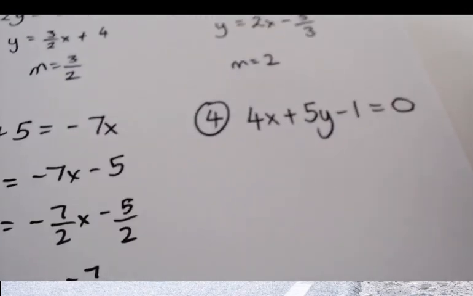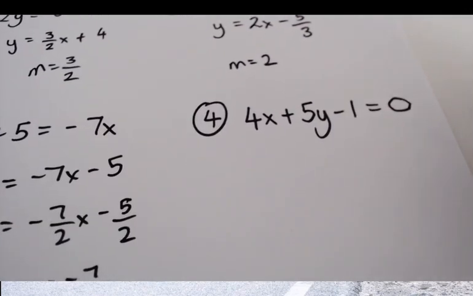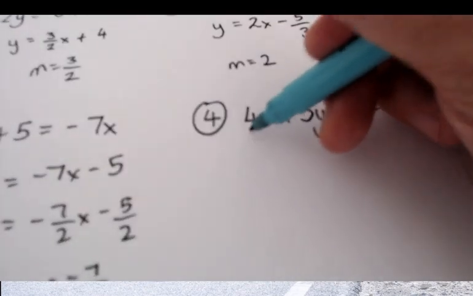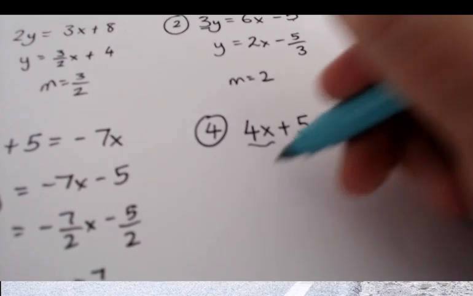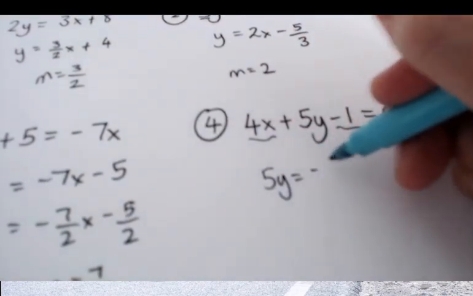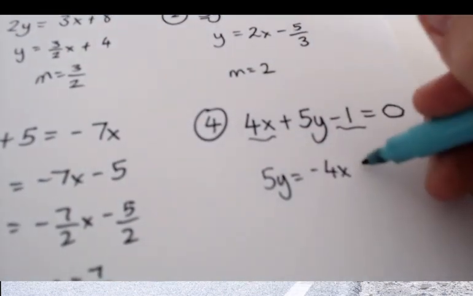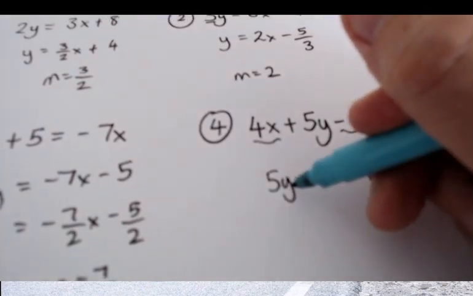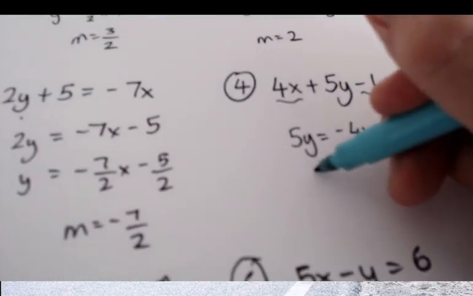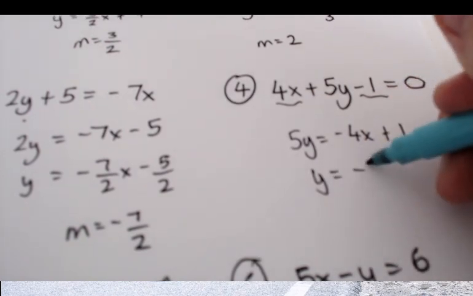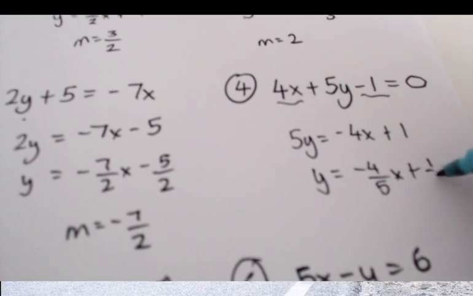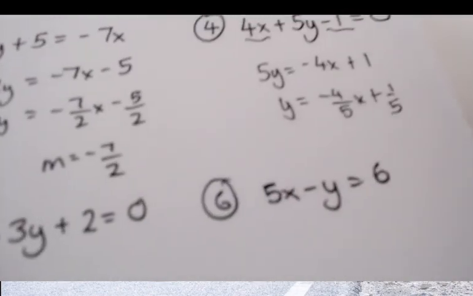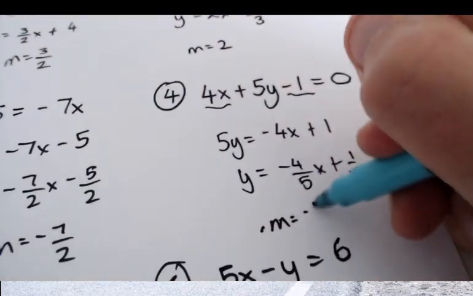Question 4. Again, going to try and get the y by itself, so I'm going to get rid of the 4x, I'm going to get rid of the minus 1. They're going to get taken to the other side where they'll do the opposite of what they did before. So 4x will become minus 4x, minus 1 will become positive 1. Then get the y by itself by getting rid of the 5. The 5 is multiplying on the left, take it to the right, it's going to be dividing. Minus 4 over 5x, add 1 over 5. So the gradient is the number in front of the x, so the gradient this time is minus 4/5.